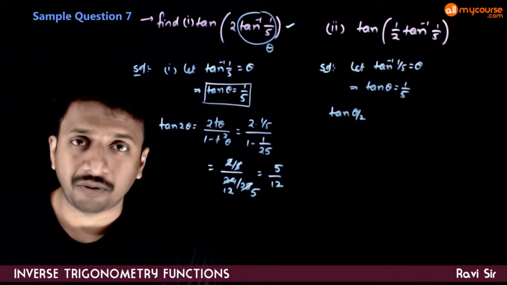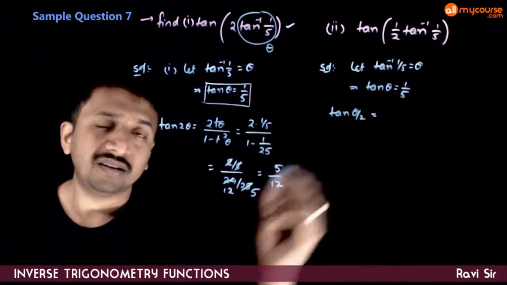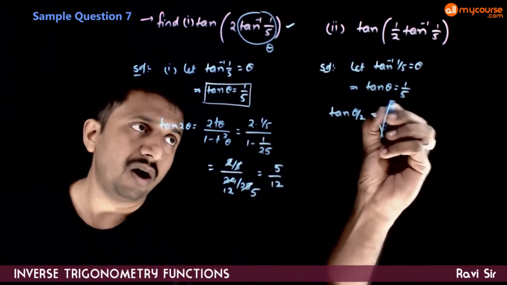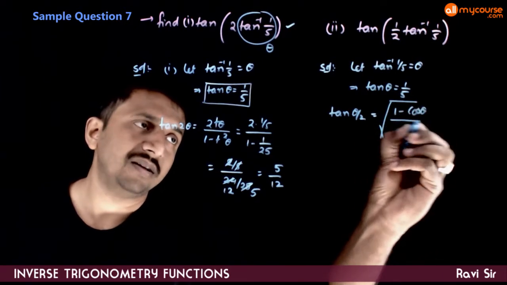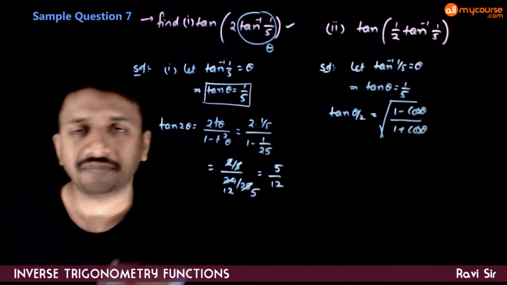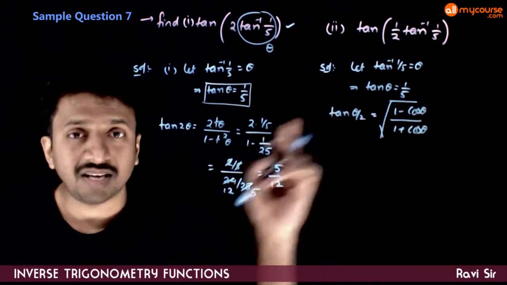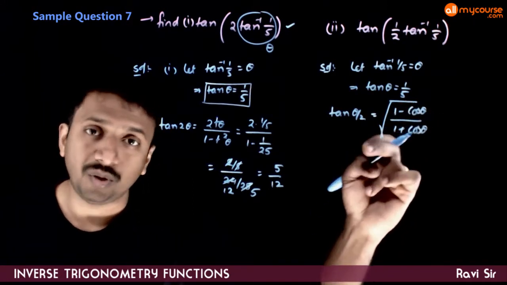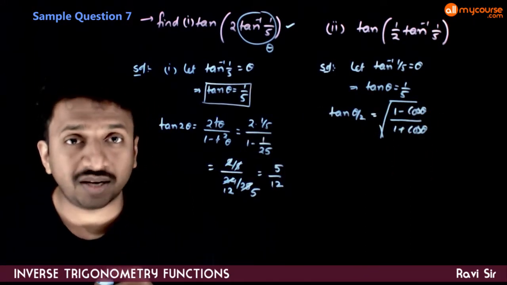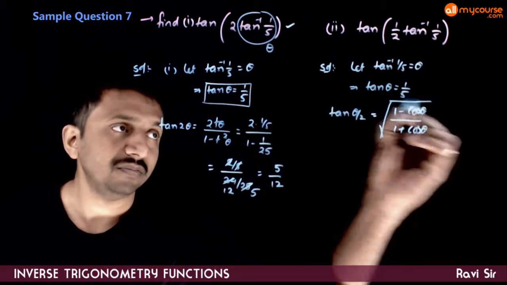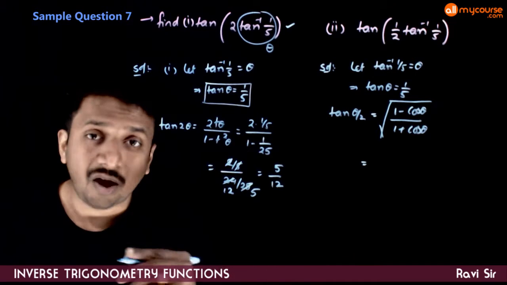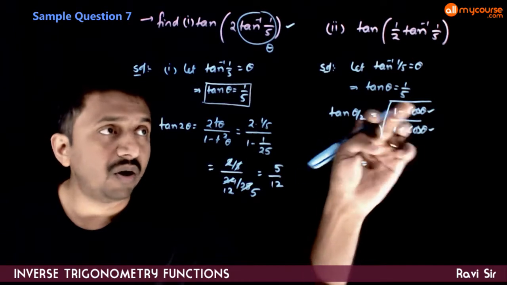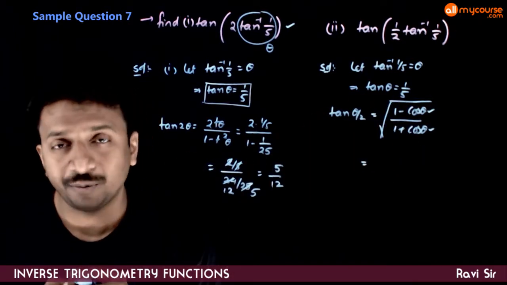There is no direct formula for this, but tan theta by 2 can be written as the root of 1 minus cos theta by 1 plus cos theta. Because 1 minus cos theta is 2 sin square theta by 2, and this is 2 cos square theta by 2. If you do the square root, you get tan theta by 2. So if you know cos theta and you know how to find the square root, you can find tan theta by 2.